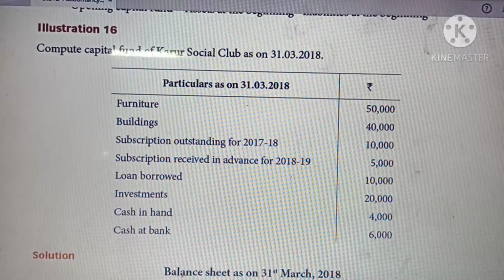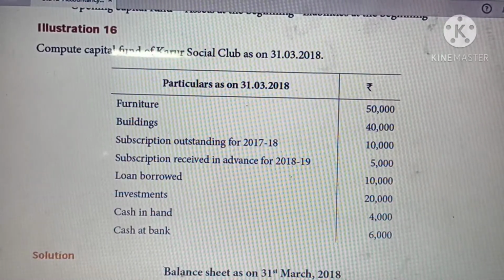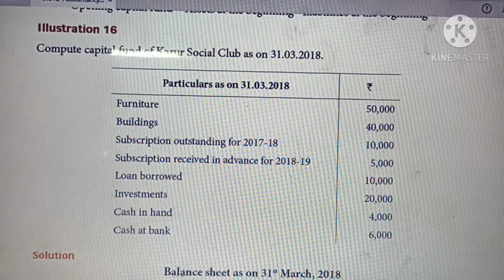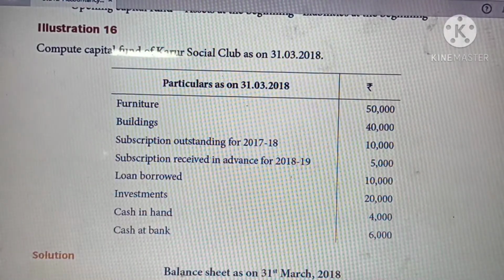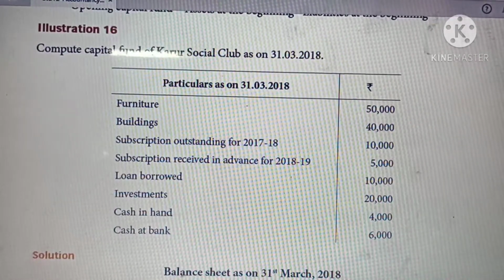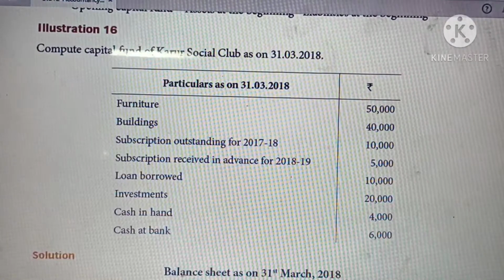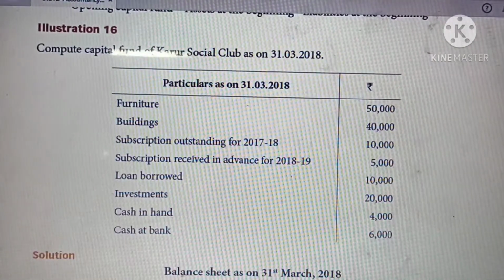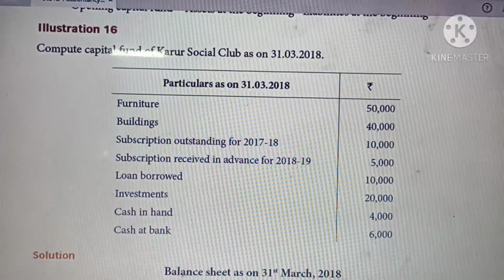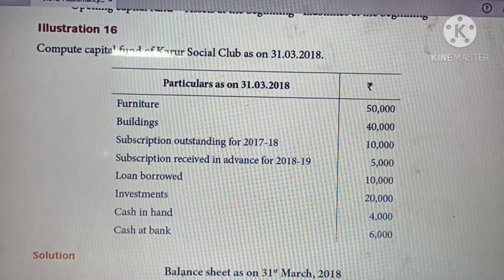Particulars, Karur Social Club, 31/3/2018. They are giving some particulars. Furniture 50,000, building 40,000. Furniture and building are assets. Subscription outstanding: all the outstandings we have to show on the asset side. Subscription received in advance you have to show on the liability side. Loan borrowed, liability. Investment, asset. Cash in hand, asset. Cash at bank, asset.